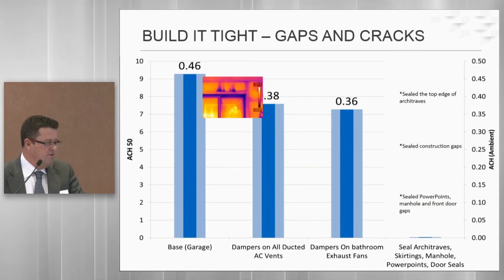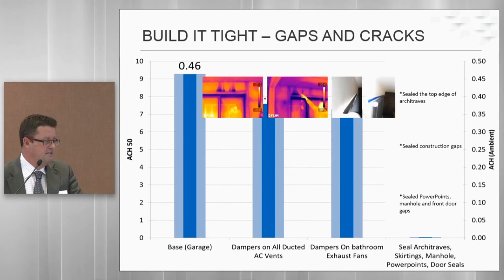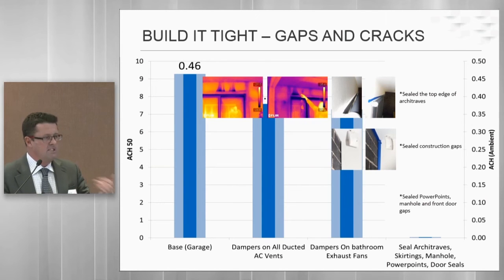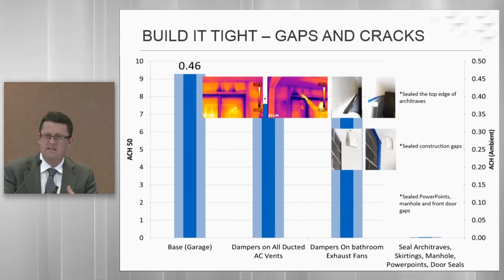And the next area we looked at was all the other construction gaps. So in this case, you saw these images previously in Scott's presentation. So this is the drafts around the architraves of the sliding doors. So we sealed up those gaps. We then sealed up the gaps where we had abutment of different types of materials. So in this case, we had a masonry wall and a plasterboard wall abutting each other. That gap is always difficult to seal unless you specifically go there and seal it. So we sealed up that gap.